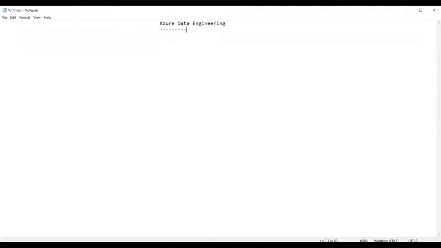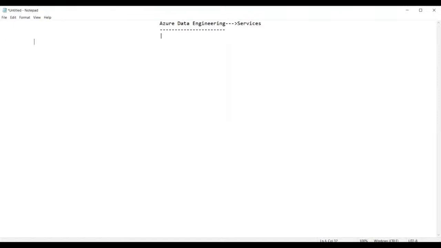Basically, Azure Data Engineering is packed in the form of services. In the form of what? Services. The following are the various services provided for various operations in the Azure Data Engineering. So the following are the services. Let us see what is the first one.